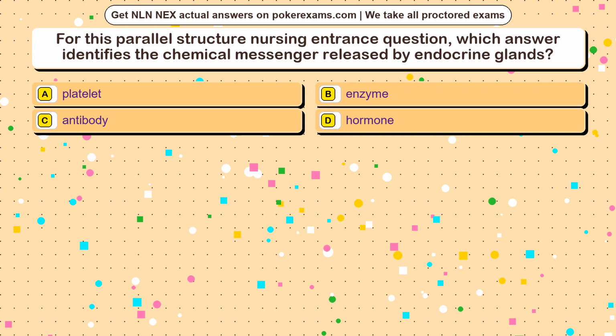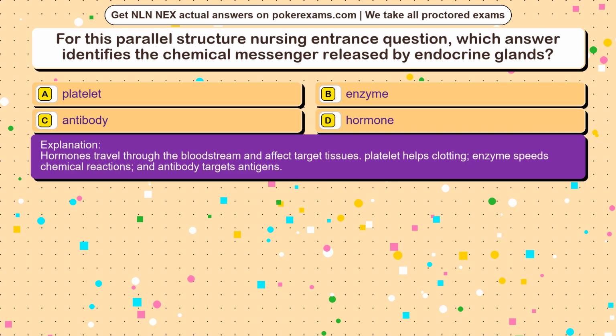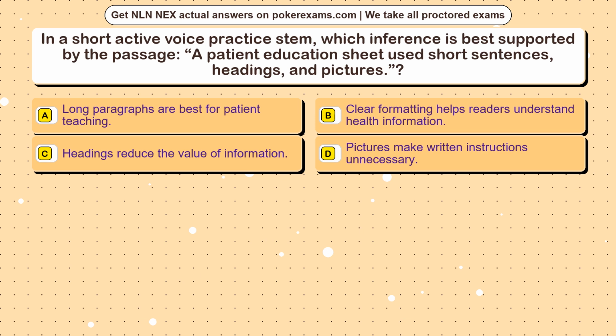The correct answer is option. Hormones travel through the bloodstream and affect target tissues. Platelet helps clotting, enzyme speeds chemical reactions, and antibody targets antigens. Question 14. In a short active voice practice STEM, which inference is best supported by the passage?